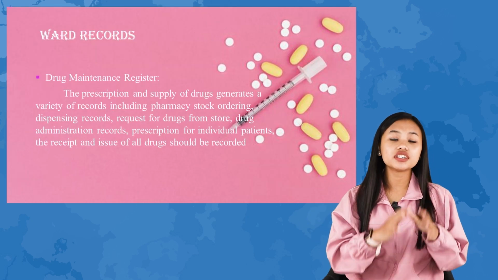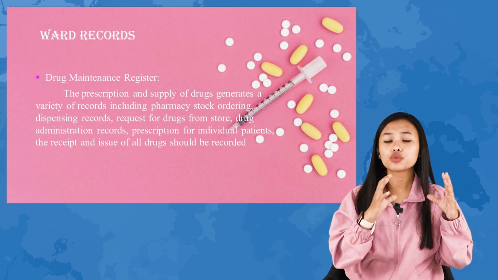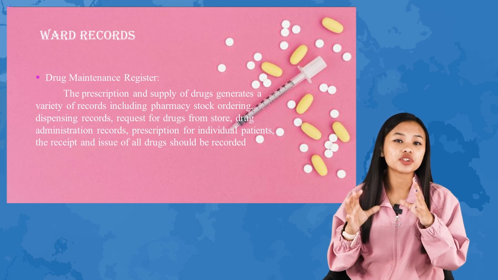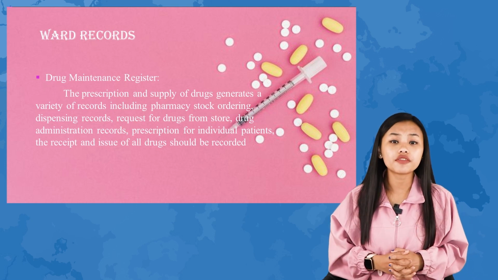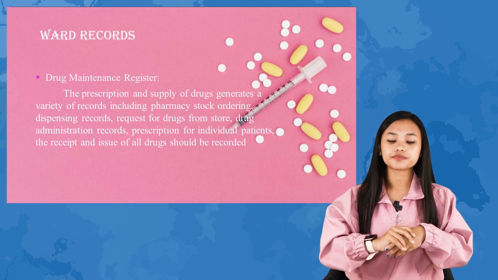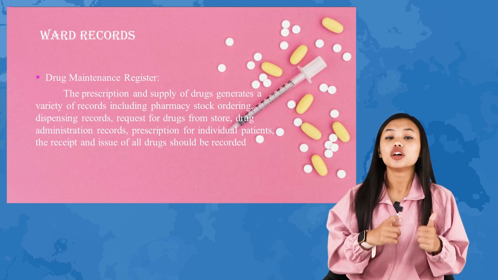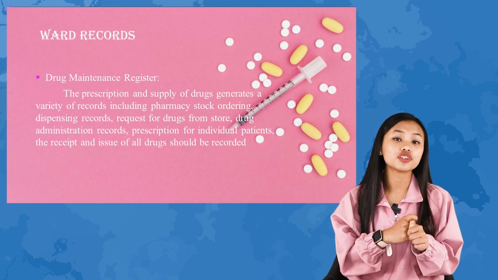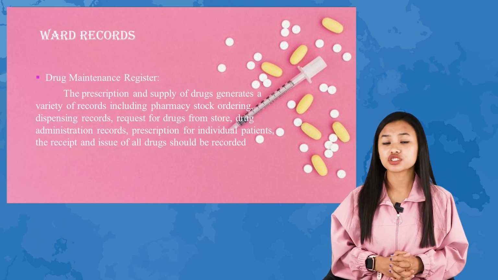The next one is the drug maintenance register. So this is a register whereby it will contain all the drugs which is present in that particular ward. The prescription and supply of drugs generates a variety of records, including the pharmacy stock ordering, dispensing records, requests of drugs from store, drug administration record, the prescription for individual patient. The receipt as well as the issue of all the drugs should be recorded.